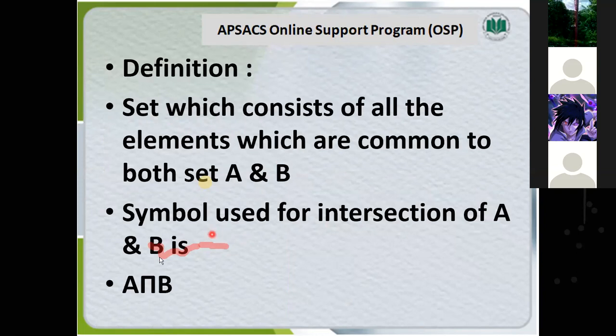And the symbol used for A intersection B is this symbol. This symbol is used for showing the intersection. Clear? Clear or not clear? I'm clear. Okay. And it is pronounced as A intersection B.